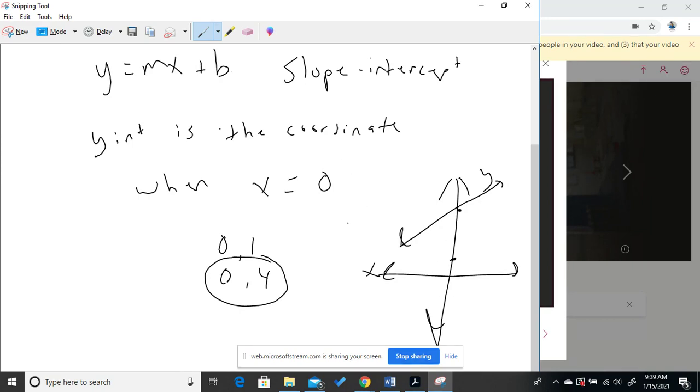Now, same thing I was talking about earlier. If this would be 0, -4, or this would be mx minus 4, your point would be down, because up is positive, down is negative. Okay?